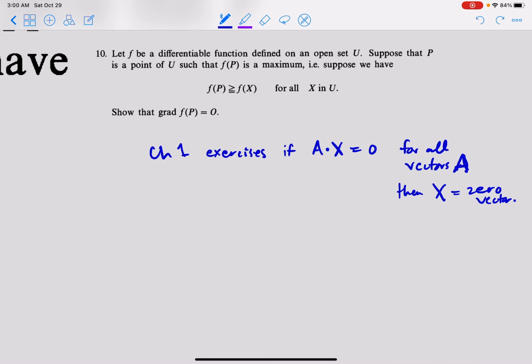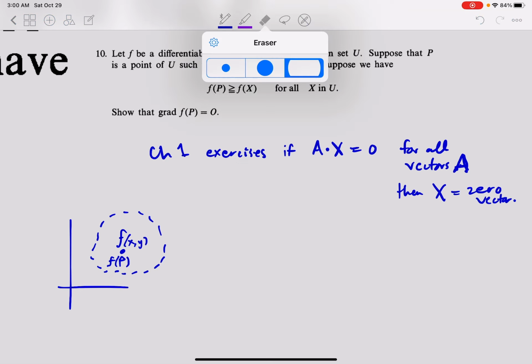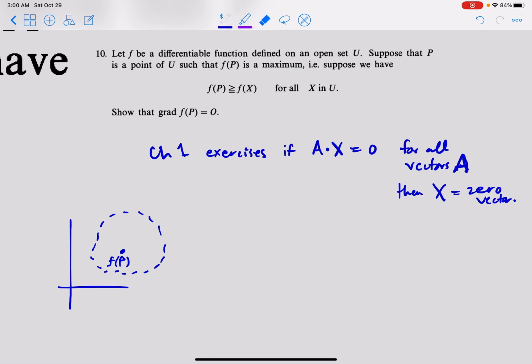Now, okay, so what are we doing here? We're on some open set U. Maybe it's here in the plane, and we have some function f. So f assigns numbers to every single point, and what we're finding here is that at some point p, f of p is a maximum. So the number that's hovering above this point is the biggest number. The number hovering there is smaller, the number hovering there is smaller.